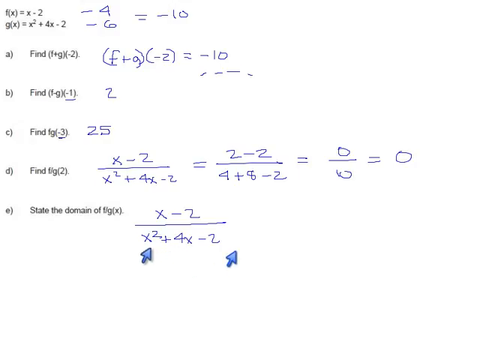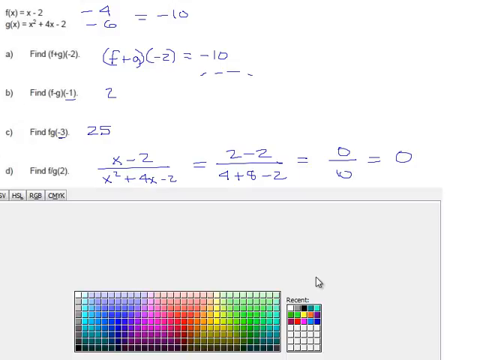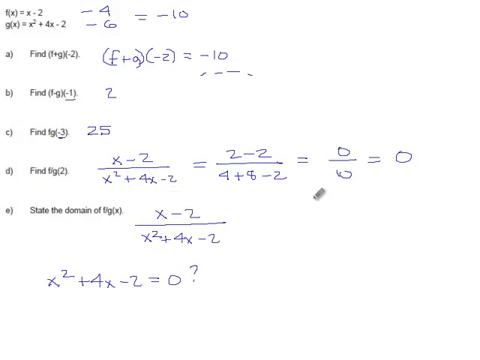The other worry is, could our denominator be 0? Could x squared plus 4x minus 2 equal 0? Because if it could, we'd get a division by 0, and that would make our expression blow up. Well, I've been saying I don't think this is factorable, but that doesn't mean it doesn't have zeros. If we're going to be sure about that, we have to pull out, remember the quadratic formula?